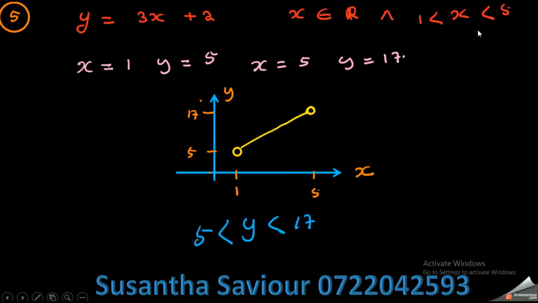An examiner might give the same equation with equality only for 1. Then in that case our range also will be different. Equality will be here. Or else he can include the equality at the other end, then the equality will be there also. So you have to very carefully note what our domain is, because the range totally depends on the domain, right?